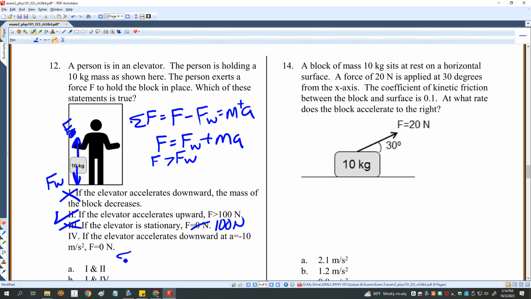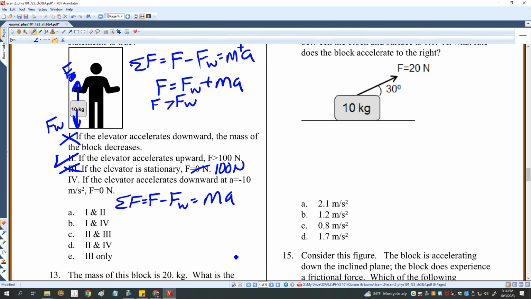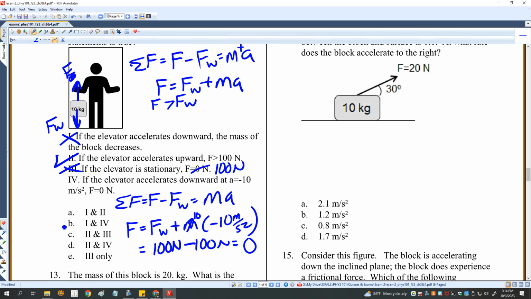Let's redo this here. So I have sum of the forces equals F minus Fw equals ma. So what happens if the acceleration is negative 10? Then I get F is equal to Fw plus m times negative 10. I have 10 kilograms, so that's 100 newtons. That would be 100 minus 100 newtons, which equals 0. So yeah, that is correct. So what do I have there? 2 and 4. D.